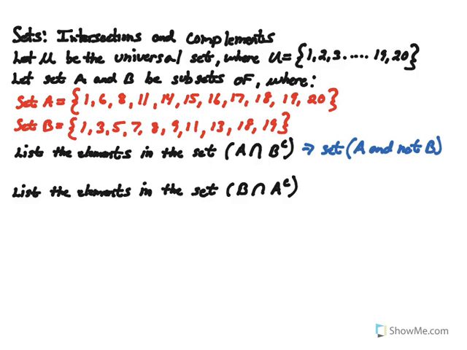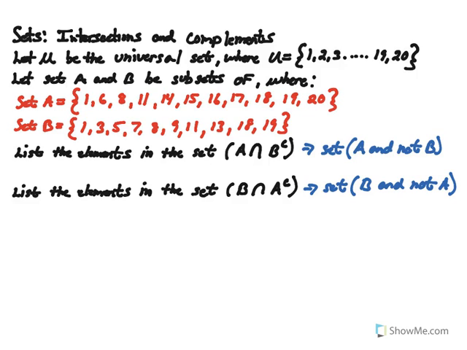And same goes here. List the elements in the set where you have all the elements in B that intersect with all the elements that are not in set A. So we just clearly write that as all the elements in set B and not in A. It's really important to establish what that means so that you can solve the problem.